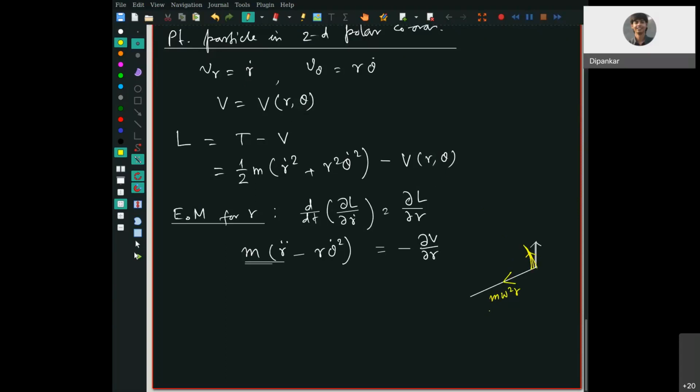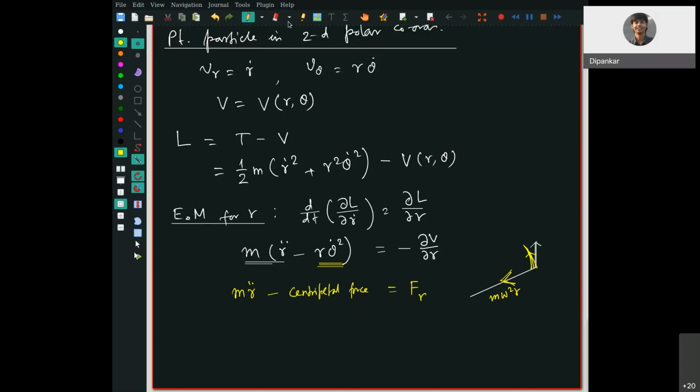Since it is in the minus r direction, you see the centripetal force is subtracted. So this m r double dot minus the centripetal force would be equal to your net force in the r direction. Okay, so that is this, as you expect.